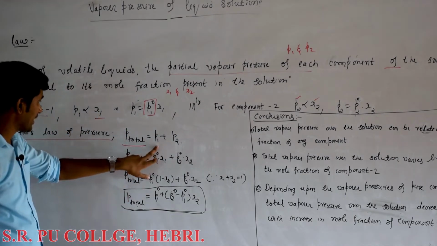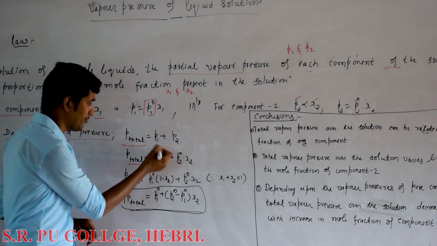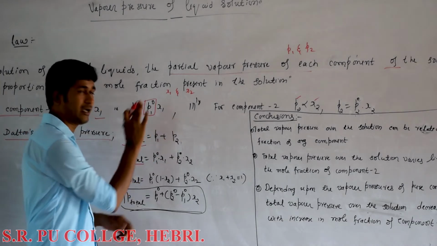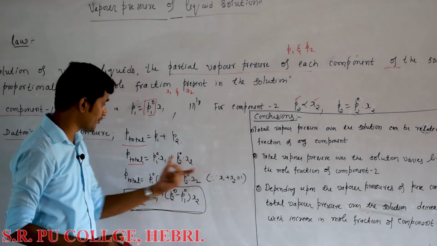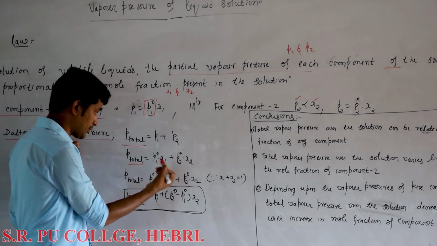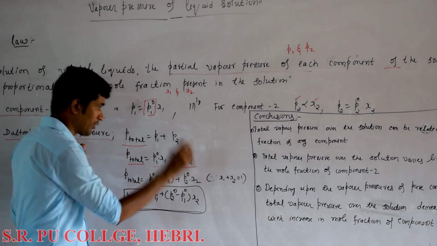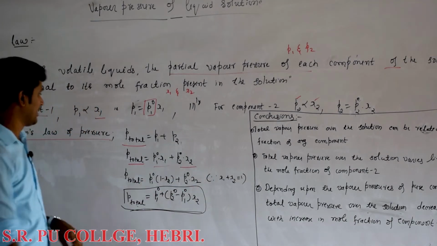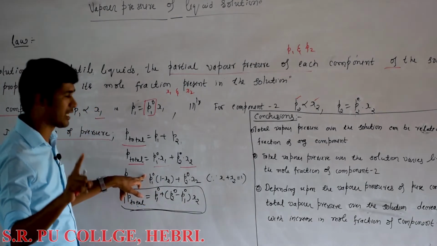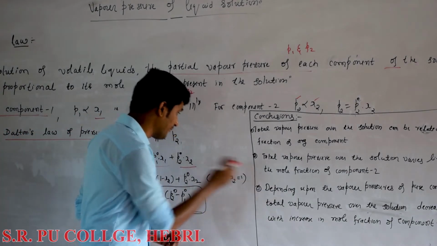We know what is P1 and what is P2. Now you try to write P total in terms of P1 and P2. So P1 is equal to P1 naught into x1, and P2 is equal to P2 naught into x2. So the total pressure is equal to P1 naught into x1 plus P2 naught into x2. Here we can write this total pressure in terms of the partial pressure of any one component.